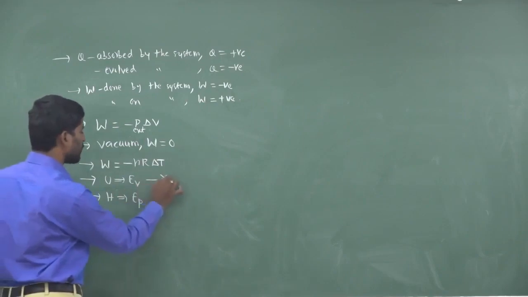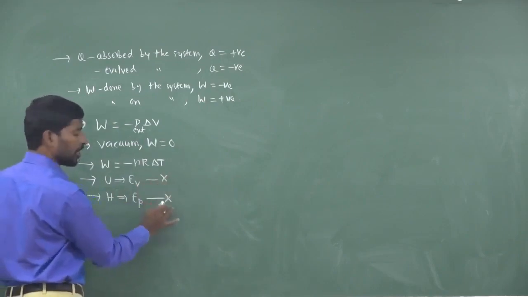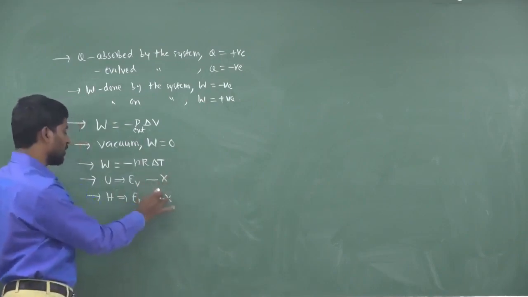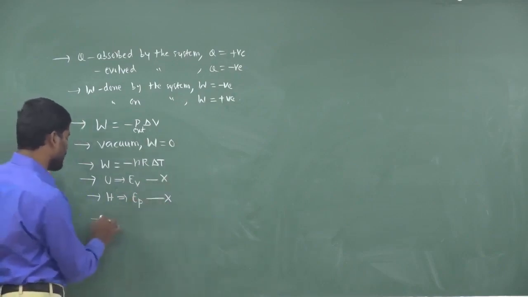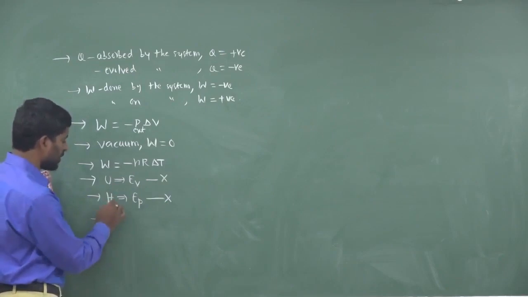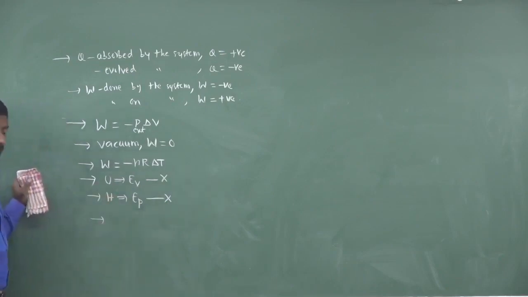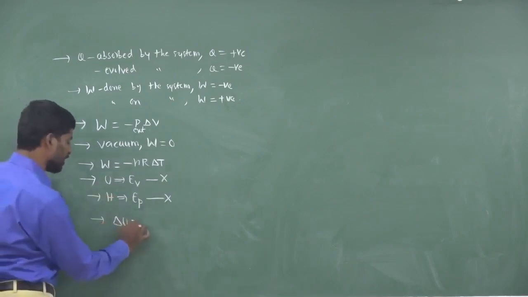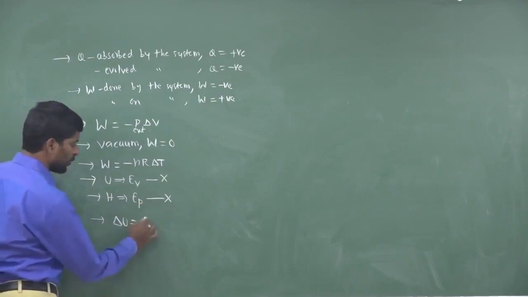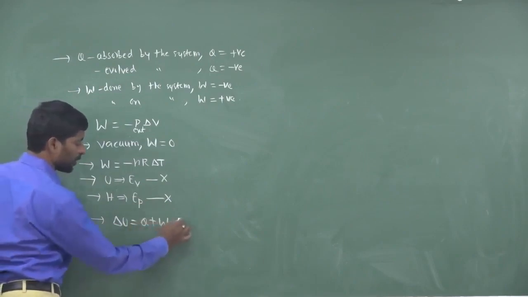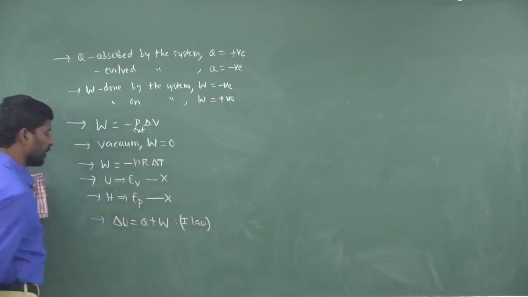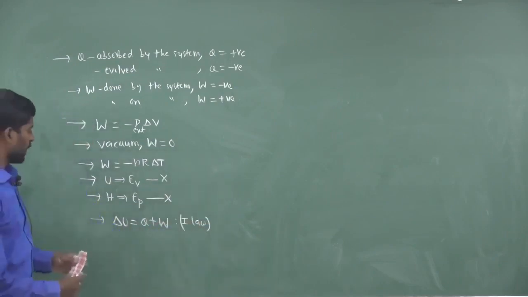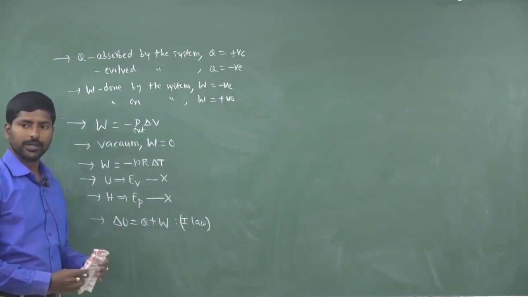Are absolute values of U possible to determine or not? Absolute values of U and H are not possible to determine. Only change in internal energy we can determine, change in enthalpy we can determine. What is the expression for change in internal energy? Delta U is equal to Q plus W. This is the first law of thermodynamics. Delta U is equal to Q plus W.